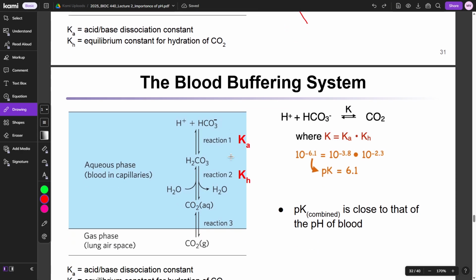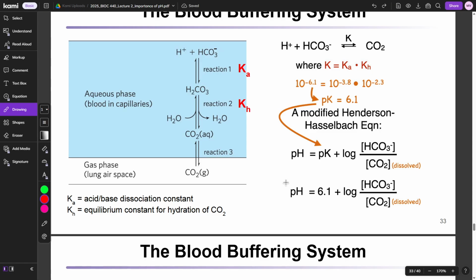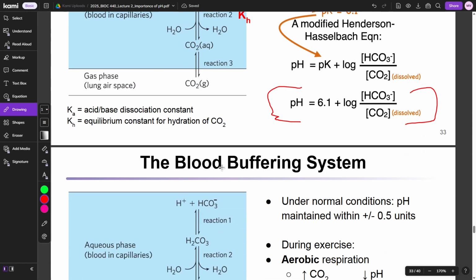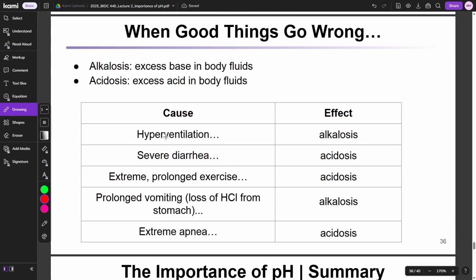Okay. Any other questions regarding this? A big takeaway from this is if you see blood buffering and bicarb, this equation, that's the equation you should be using. And you should be able to go through all of these and tell me how this happens. So like hyperventilation, why does it cause alkalosis?